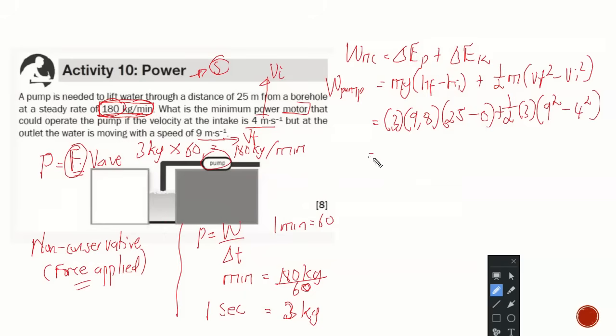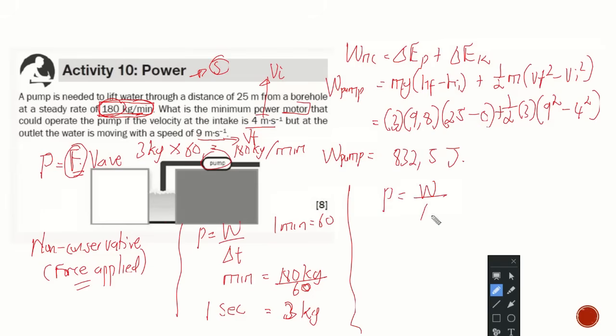Now at this point, you simply just need to punch all of that into your calculator. So work done by the pump is going to be 3 multiplied by 9.8 bracket 25 minus 0, and then plus 1 over 2 multiplied by 3, and then we have 9 squared minus 4 squared. When we punch all of that into our calculator, we get 832.5 joules.